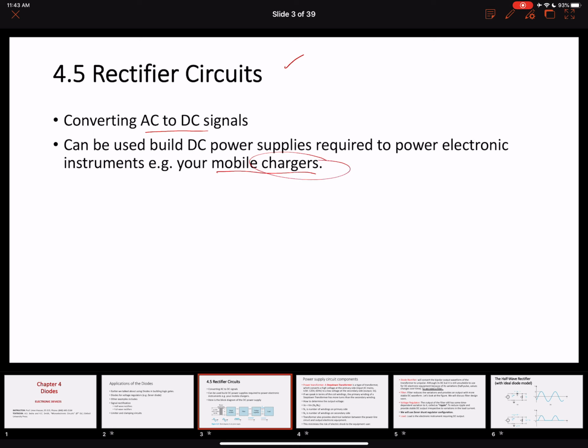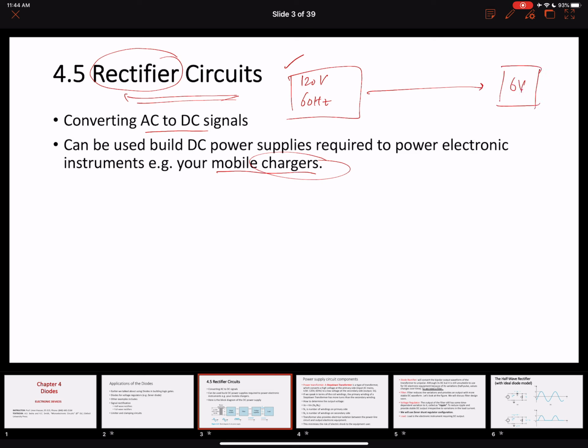So we're going to see that rectification is an important component of that, since the first step is we have a 120 volts and 60 hertz signal coming from the mains power supply, and our final goal is to give, for example, a constant 6 volts DC to charge a particular battery, as an example. So we will see how we can achieve that. The first part, of course, is we want to convert this AC into a DC.